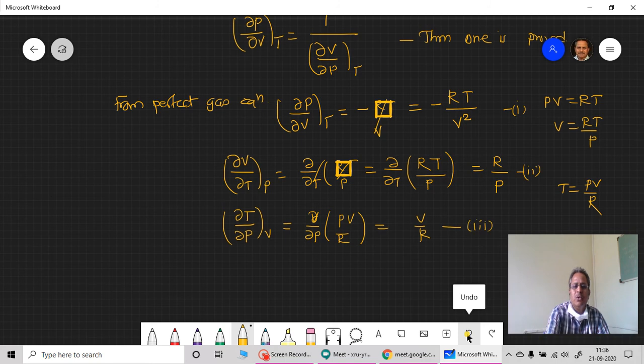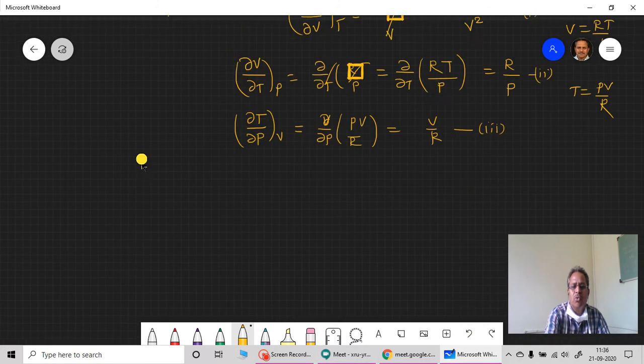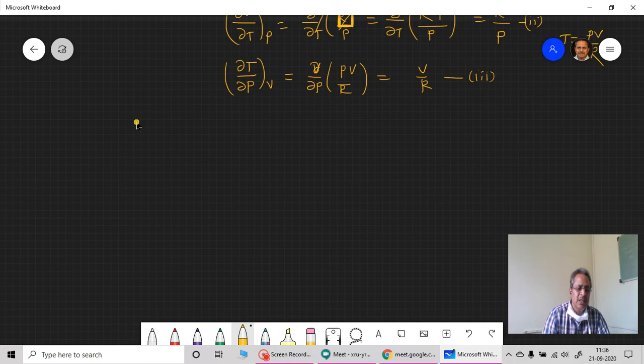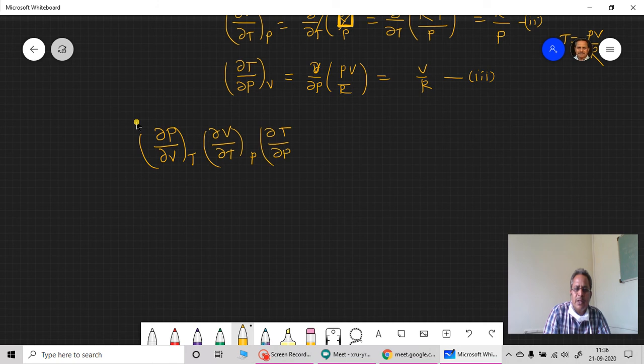Now see, our cyclic relation was this, the cyclic expression was this. The differential of the first variable, pressure, with respect to the second variable, volume, keeping the third constant, multiplied by the differential of the second variable with respect to the third keeping the first variable constant, and the differential of the third variable with respect to the first variable keeping the second variable constant.